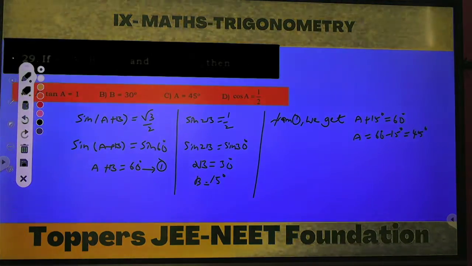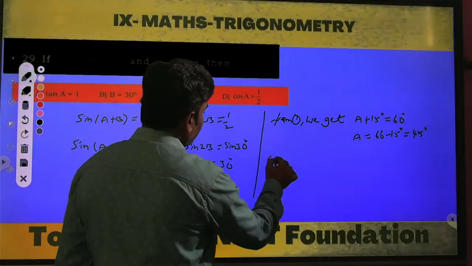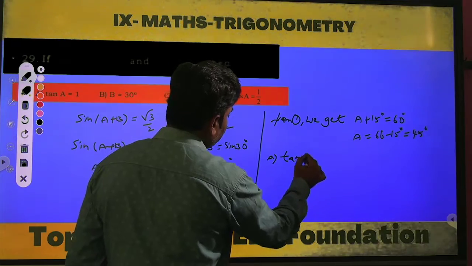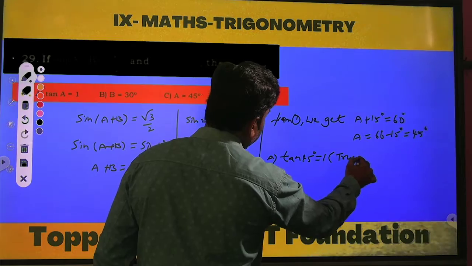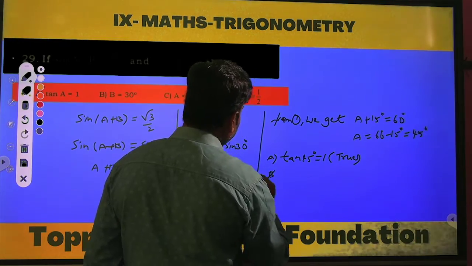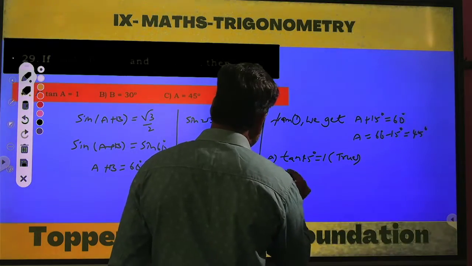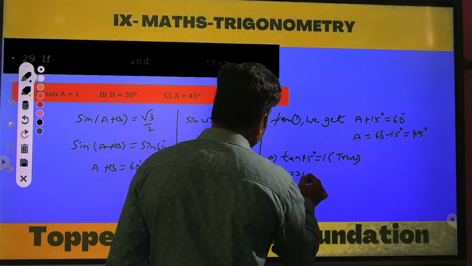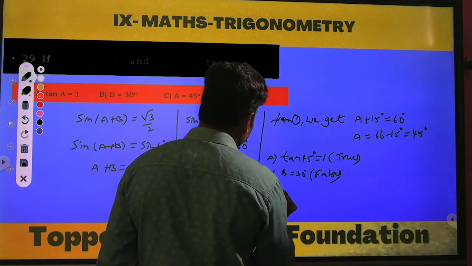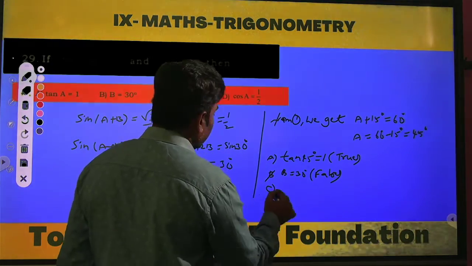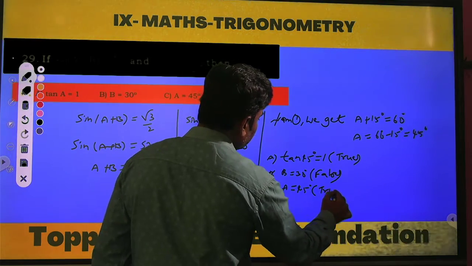Okay, now let us check the options. Option A: tan A is equal to 1. Tan A means here tan 45 degrees. We know that tan 45 degrees is equal to 1. That means this is correct. Option B: B is equal to 30 degrees. Actually we got B is equal to 15 degrees only. This is not correct, false. Option C: A is equal to 45 degrees. Yes, that is correct. This is true.